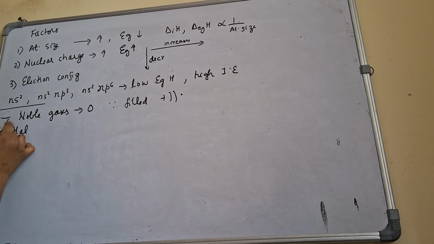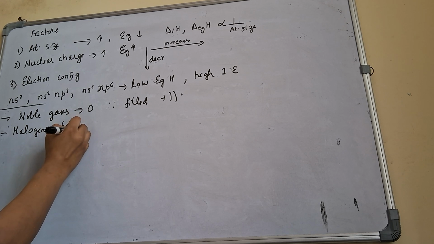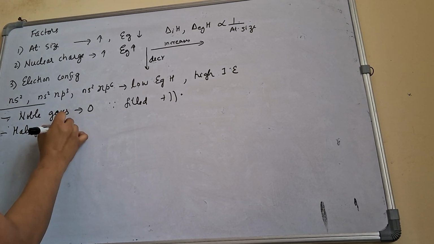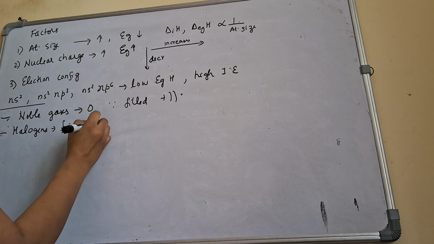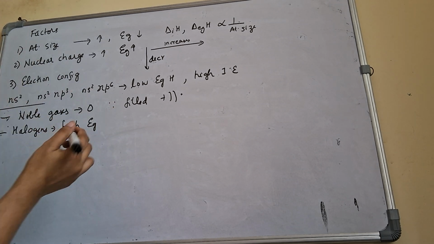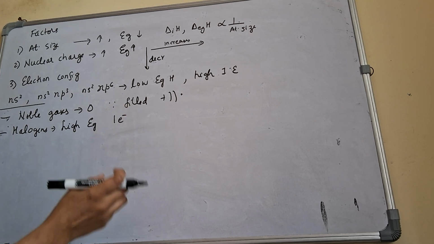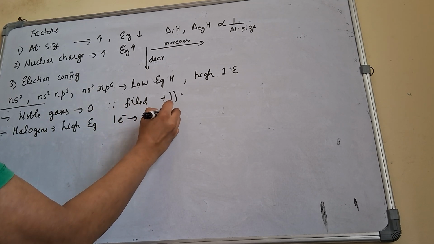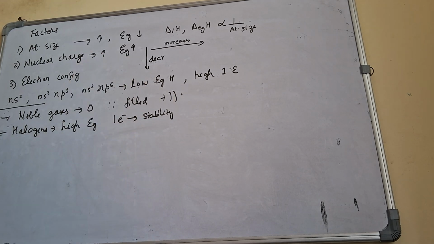If you talk about halogens, they have a high electron gain enthalpy. They might ask you why it is very high. The reason is that halogens only require one electron, and if you give one electron, they will attain stability. You are just providing what they want. That's the reason it's very, very high. They release more energy.